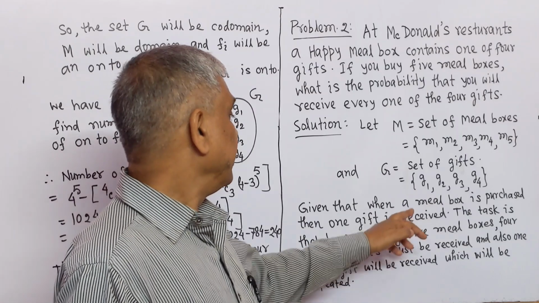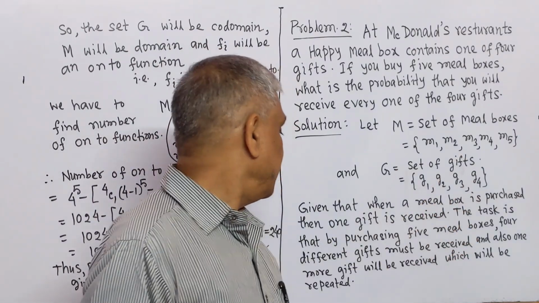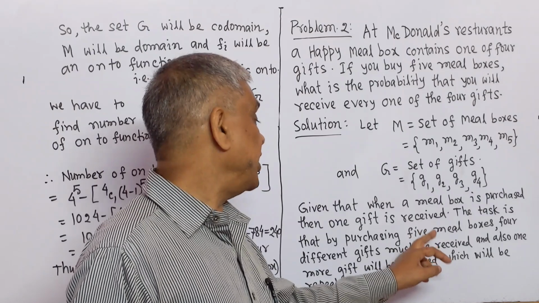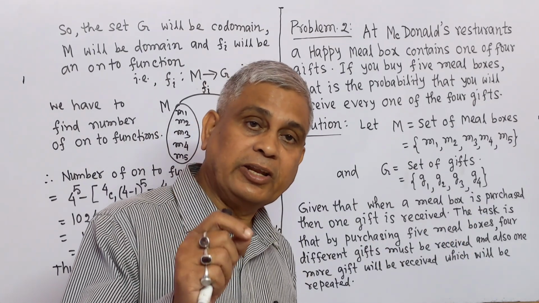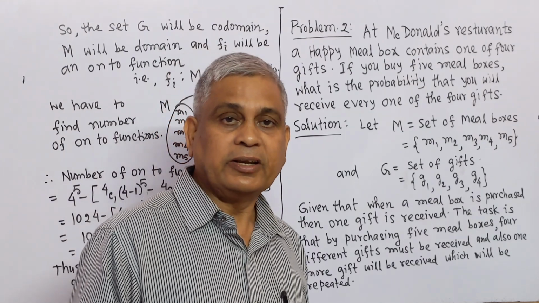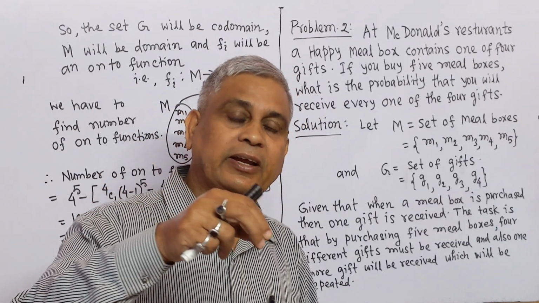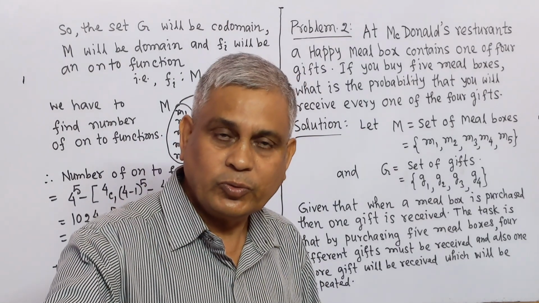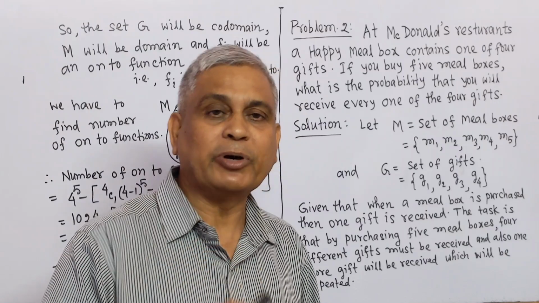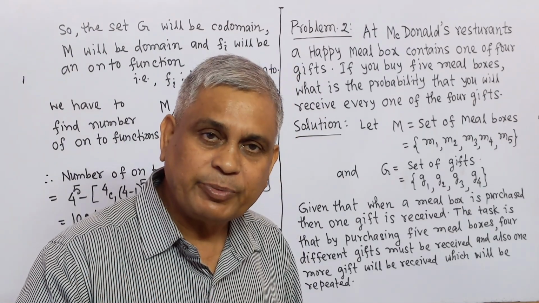Given that when a meal box is purchased, 1 gift is received. The task is that by purchasing 5 meal boxes, 4 different gifts must be received. In 1 meal box, you may get 1 gift. The number of different gifts is 4. If you buy 1 meal box, let you get gift number 1. Again, you purchase a second meal box, it may be possible that you get gift number 1. In the third meal box, it may be possible that you receive gift number 1.